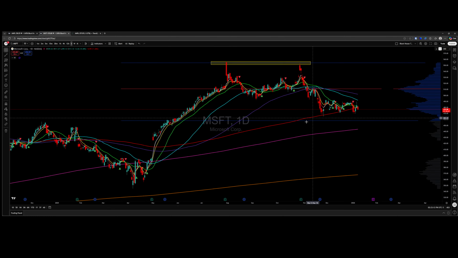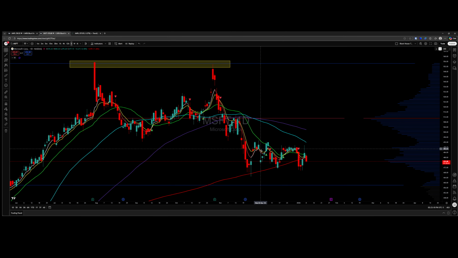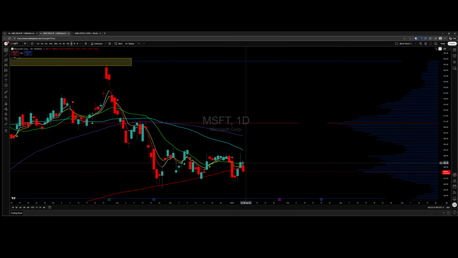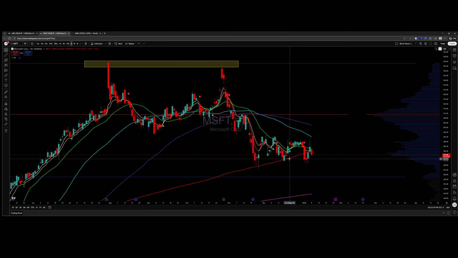Hit the 200. First time you hit it since you gapped up over it, you got a little bit of love. Took you back to the 20. Failed. Test again. Failed. Obviously this is a failed breakout. Price came back to do what? Take out these previous wave's lows. And here we are failing this 20 and 200. It's kind of an interesting spot for Microsoft.